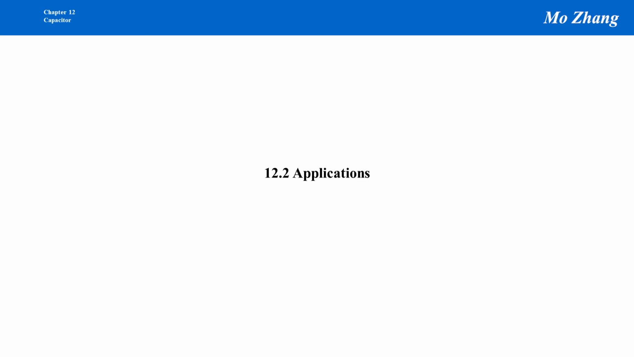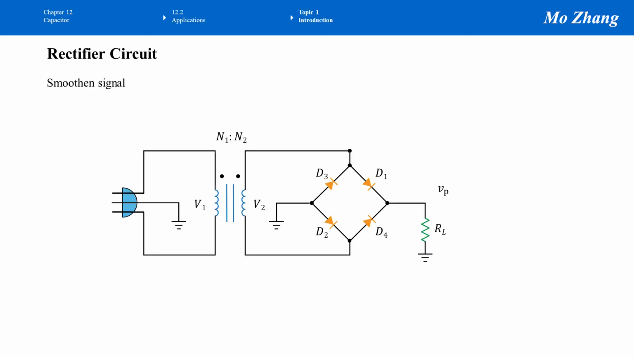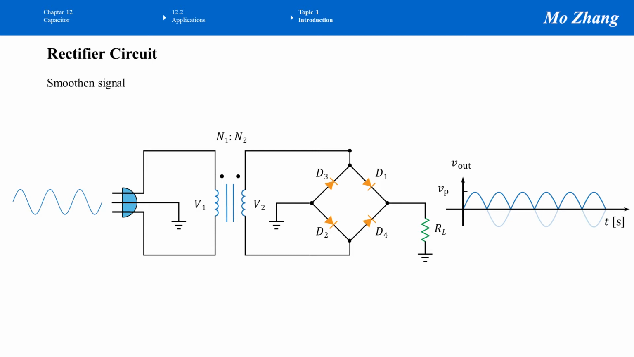12.2, the applications of capacitors. So here, this circuit is called a Rectifier Circuit. It shows one application of using a capacitor. This circuit itself is called a Rectifier Circuit, or simply rectifier. It is used to convert AC to DC, where AC means alternating current and DC means direct current.